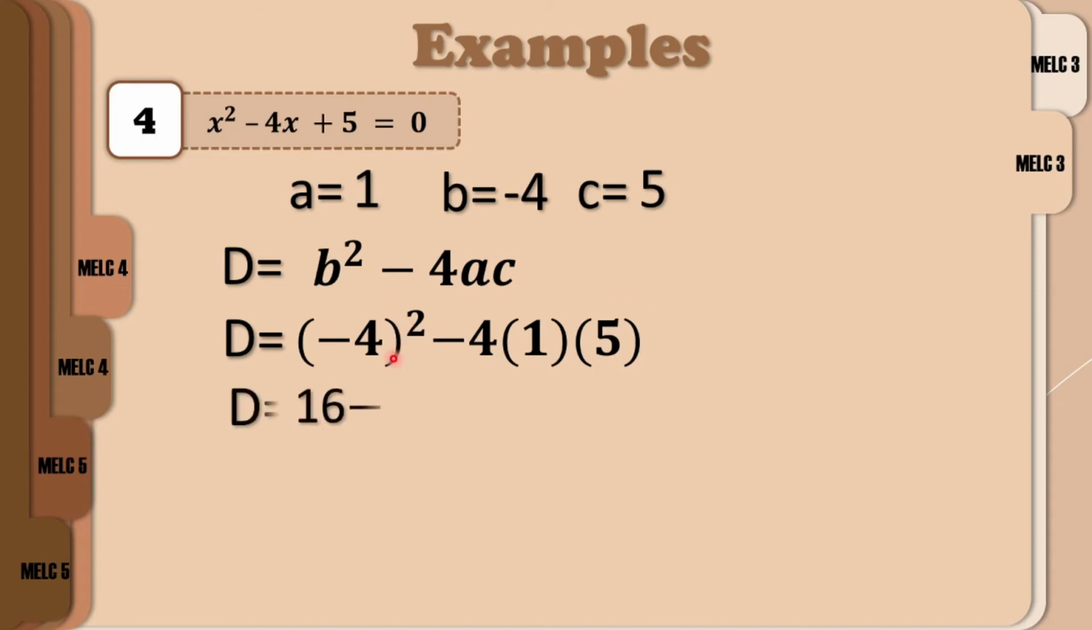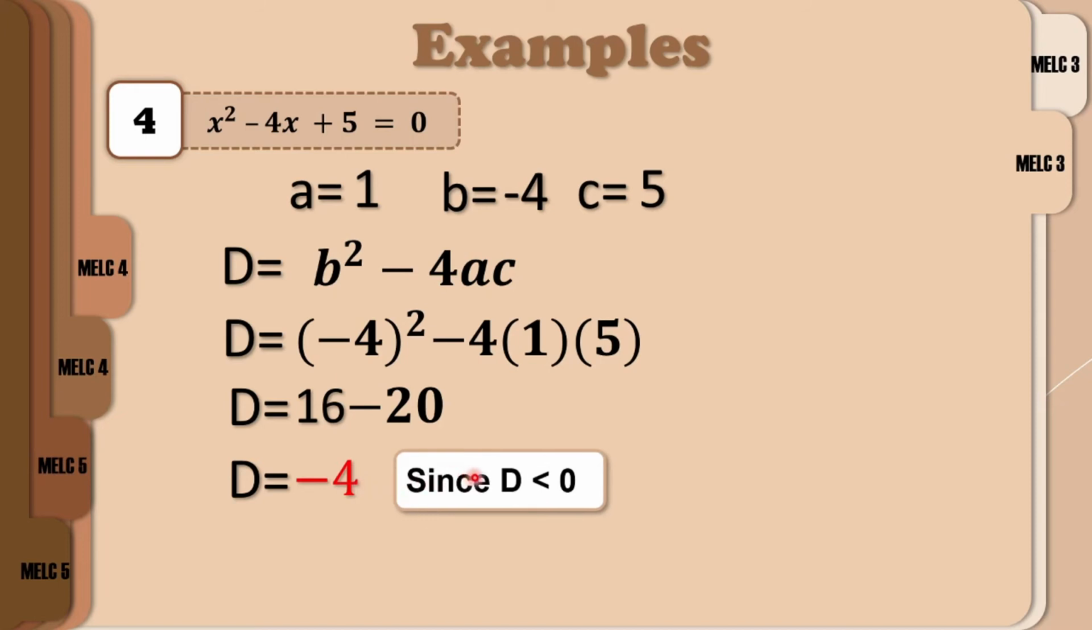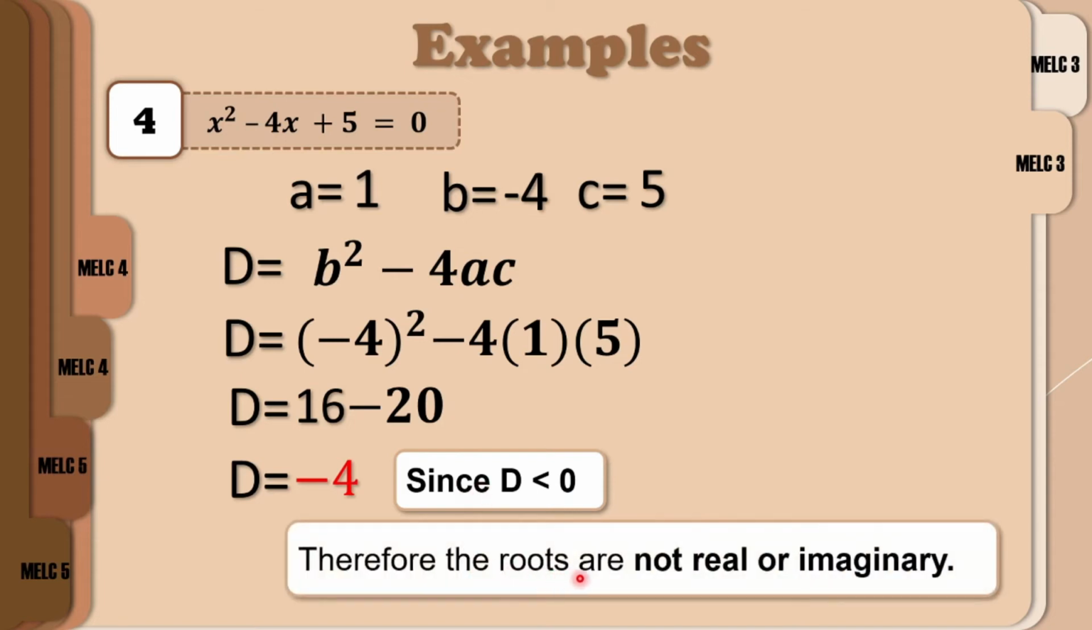Simplifying the equation, we have 16 because negative 4 squared is 16. Then negative 4 times 1 times 5, that is negative 20. So we have 16 minus 20. So our discriminant will equal negative 4. So as you can see, our discriminant is less than 0. Negative number siya. So therefore, the roots are not real or imaginary.